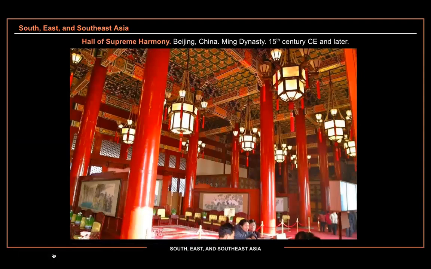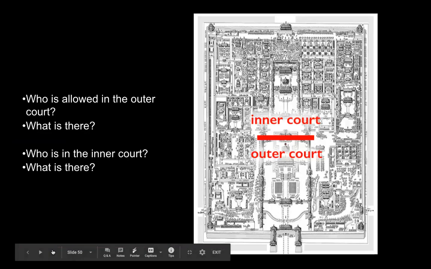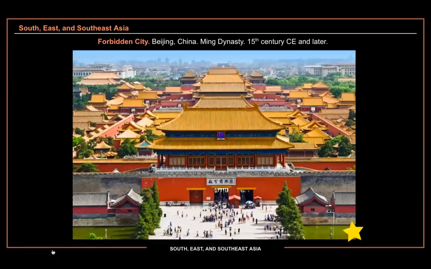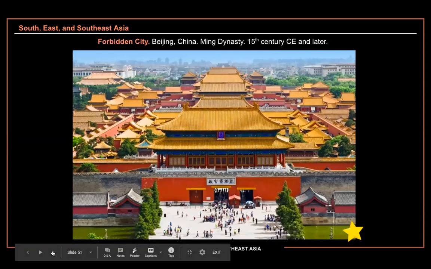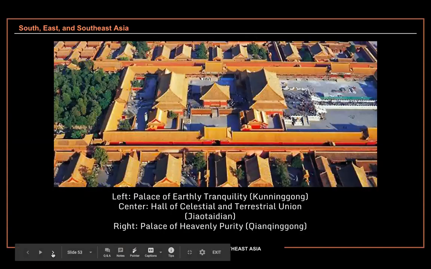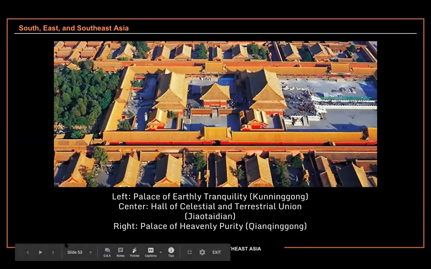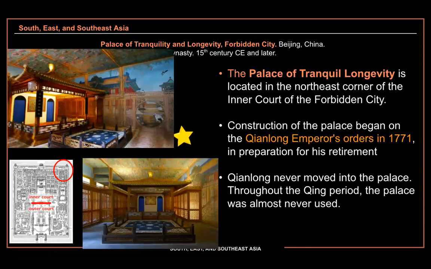Right? So here's the interior of the hall. You can see it's a hypostyle hall with those colossal tall columns and the flat roof, right? And then we're going to move to the inner court. So the inner court, we move through a colossal gateway, and we move past the Hall of Preserving Harmony. We can see the Palace of Earthly Tranquility, Hall of Celestial and Terrestrial Unions, the Palace of Heavenly Purity. And then we move into some of the private quarters.